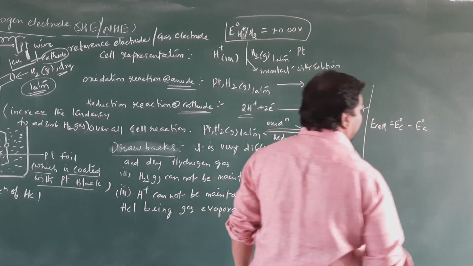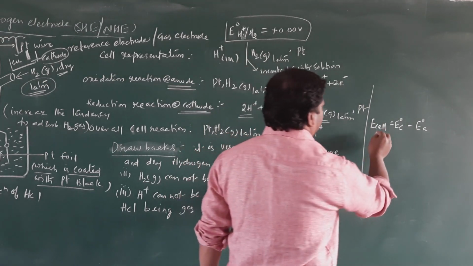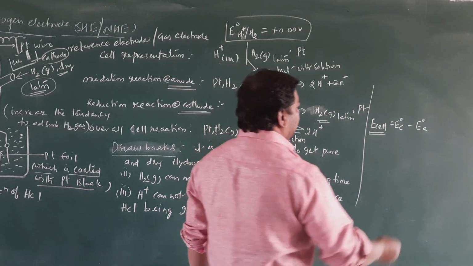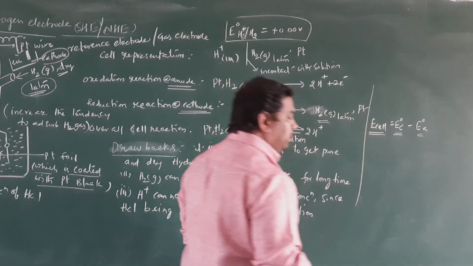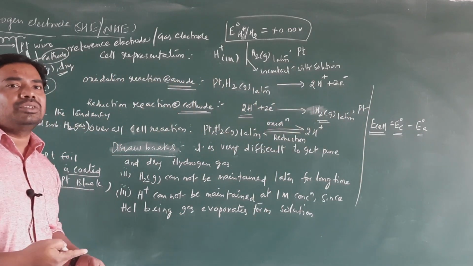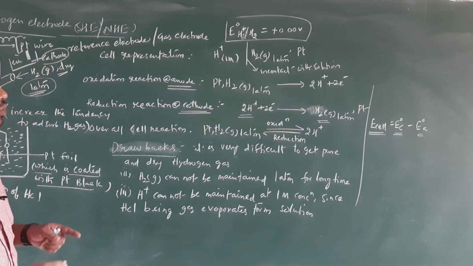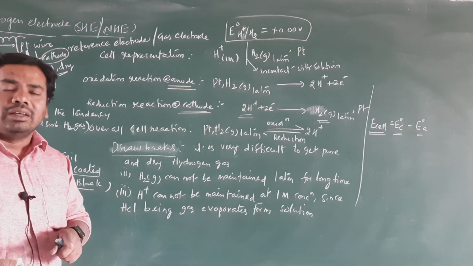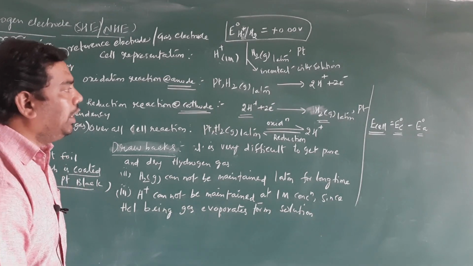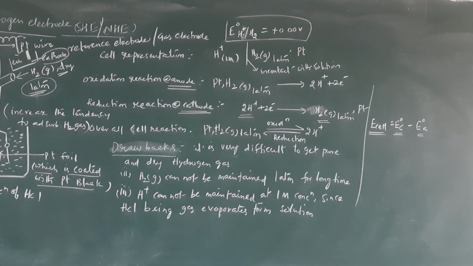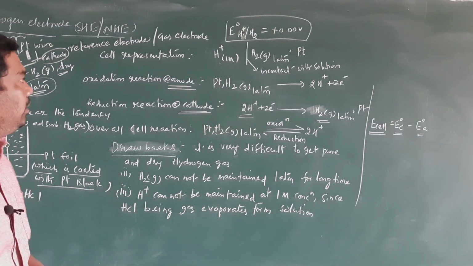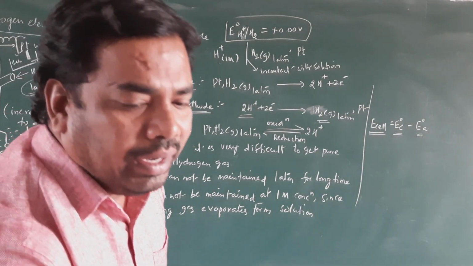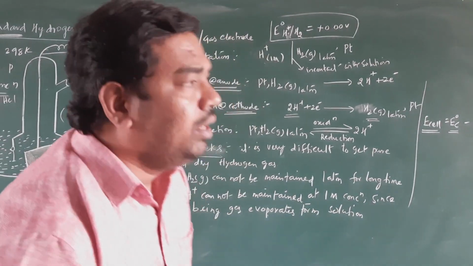So here it is possible to determine the potential difference between two electrodes, which is cathode minus anode. We know the reduction potential of the reference electrode, so we can subtract it from the potential difference, and then we get the individual electrode potential of any other metal. That is the connectivity of the hydrogen electrode to any other indicator electrode. Clear, student, right?